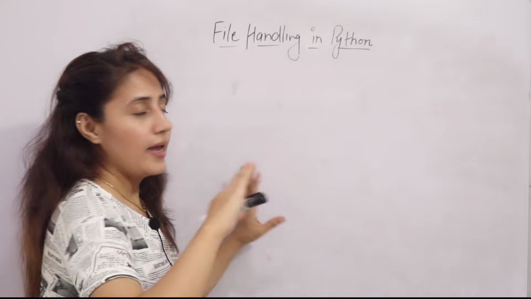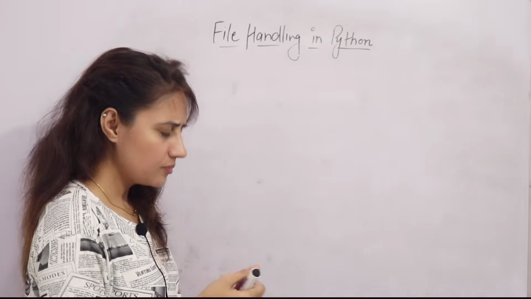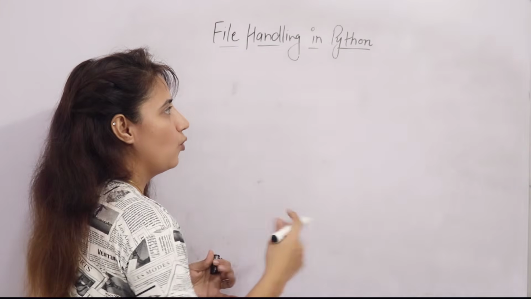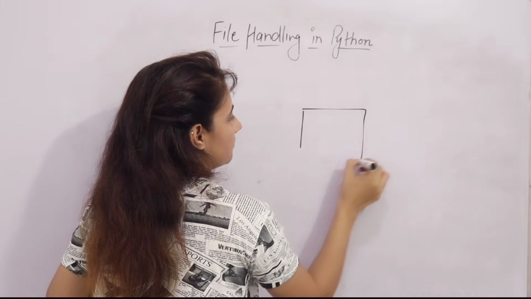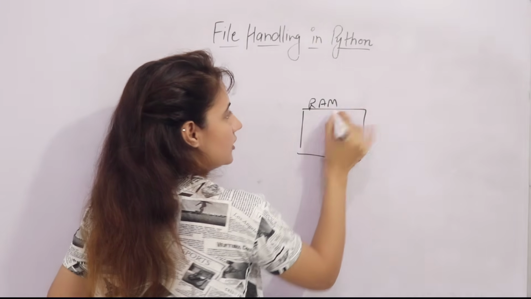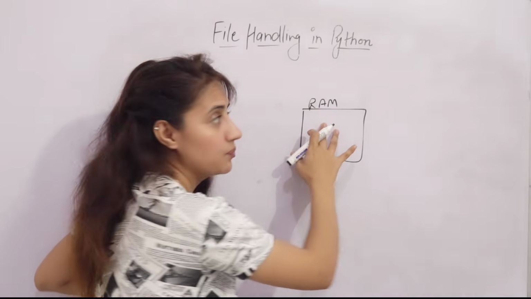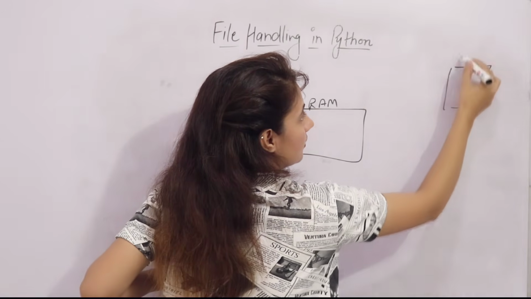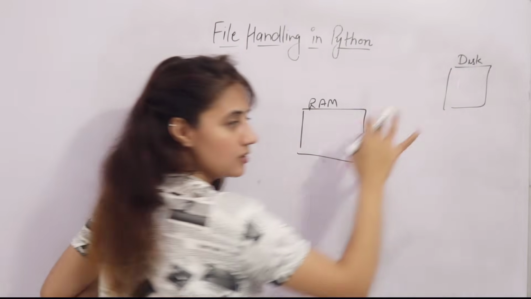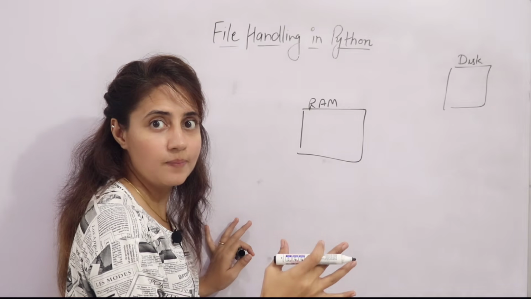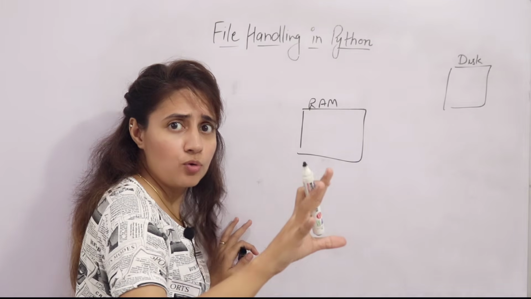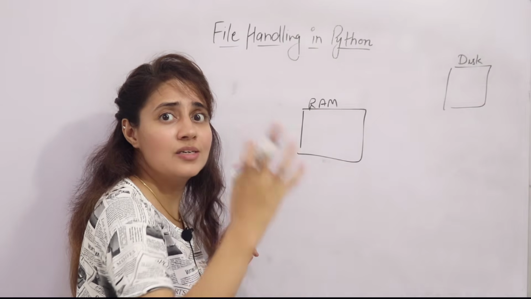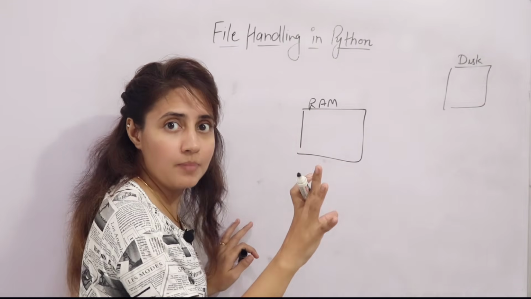Okay, now why you need file handling? See, whenever you run a program, what is the process? We have RAM. It's volatile memory or main memory, right? And we have hard disk. This is a permanent, non-volatile memory, right? So whenever you want to run a program, that program would first be loaded into main memory, right?